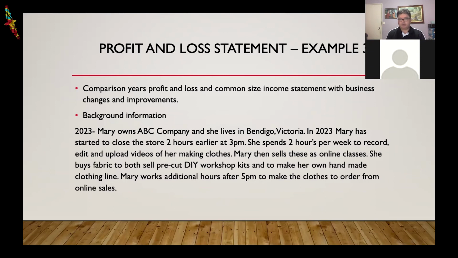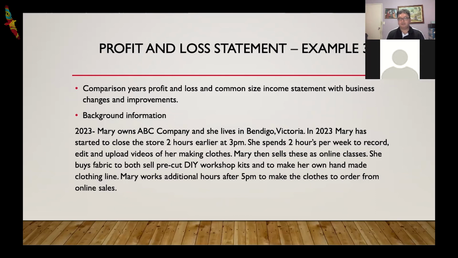She's also closing the store 2 hours earlier. So you would expect that if you're closing the store 2 hours earlier, that you're either not making any or very little in sales for those 2 hours, to justify why she would keep the store open until 5 p.m. rather than 3 p.m. If she's not making any sales during that period, then there's no point having the store open. That makes sense.